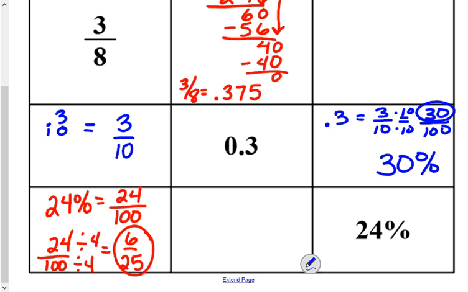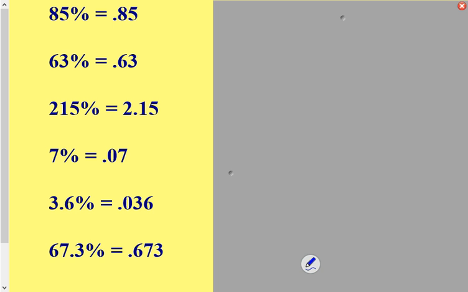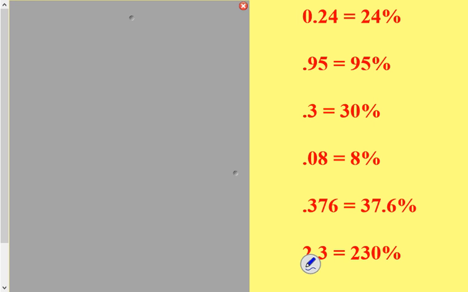But I want to show you there really is a shortcut for how we can do that. So let's take a minute and see if we can see that shortcut. If you look at all of these decimals, you can see what percentages they would equal. So pause for just a minute and see if you can see what the shortcut is for how to change a decimal to a percent.